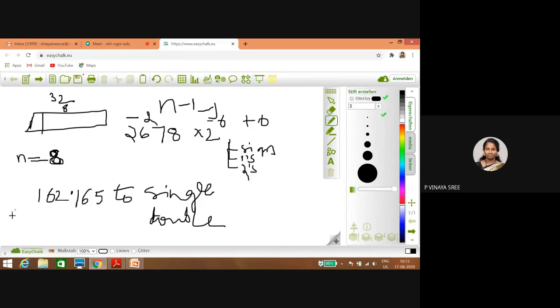What is the first step? Convert decimal to binary. Yes. Next is what? Normalize the number. Yes, okay. Do it and tell me the final answer. Don't just say the decimal number. What is the binary number equivalent to the decimal? After doing normalization, tell me the answer.